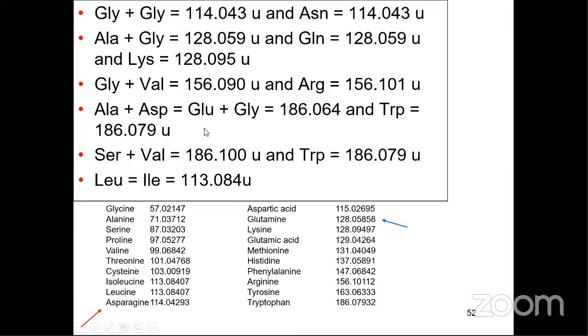Glycine plus valine is 156, and then you can have arginine, which is 156.1. So that problem is also there, whether it is this or that. So it's not so simple when you have peaks in the mass spectrum with those m/z values. Then you have leucine, 113.08, and isoleucine is also 113.08. That problem is also there. Then you have serine plus valine, 186.01, and then 186.079 is tryptophan. So you need to keep that in mind.